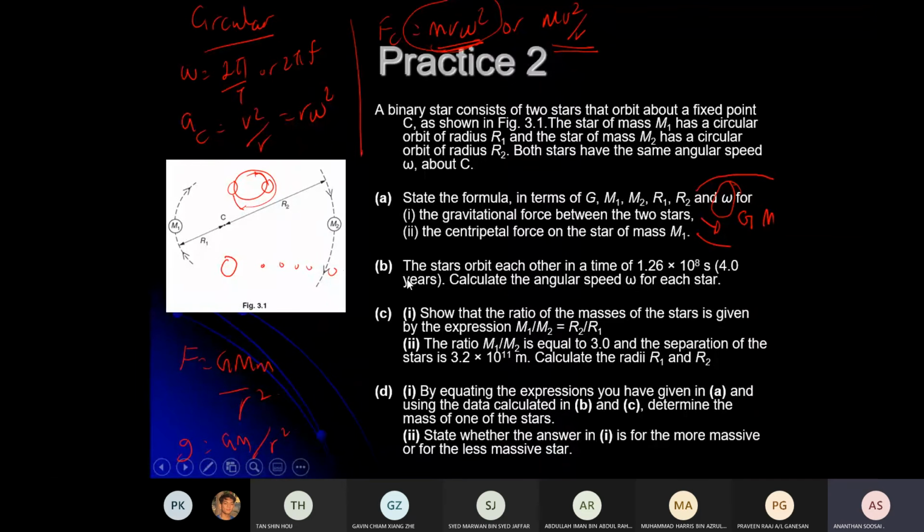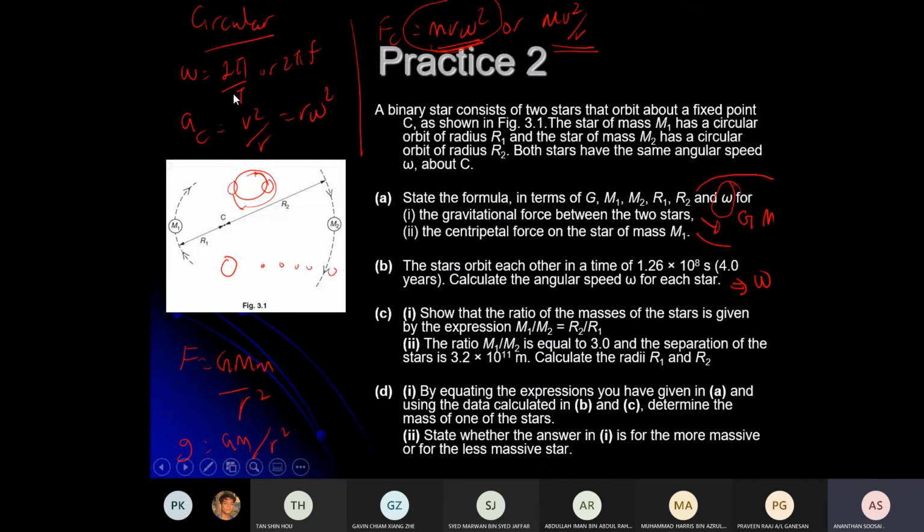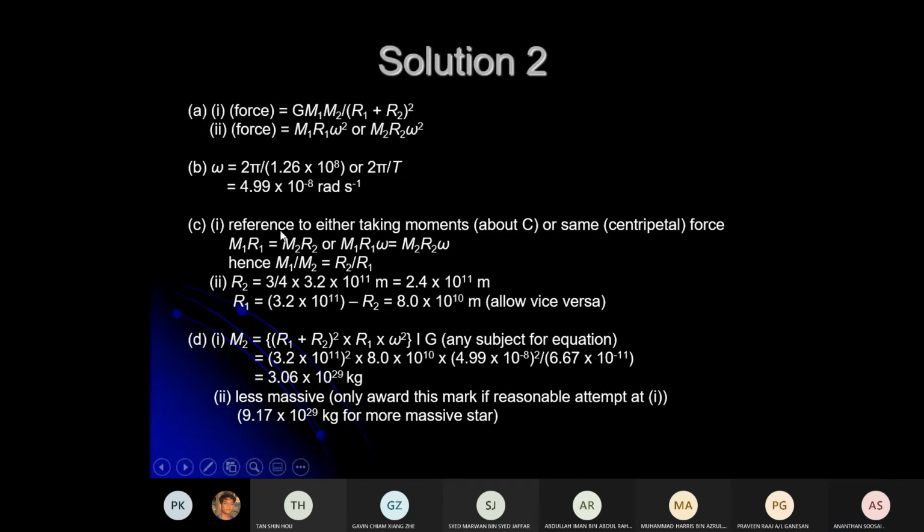Okay, B, the stars orbit each other in this time, the period given. Calculate the angular speed omega. What formula to be used? Anyone? Period given, so what is the formula? 2 pi over T to be used. Put in the period, 2 pi over T, and you get omega as 4.99 times 10 to the power of negative 8 radian per second. Very small planetary system.